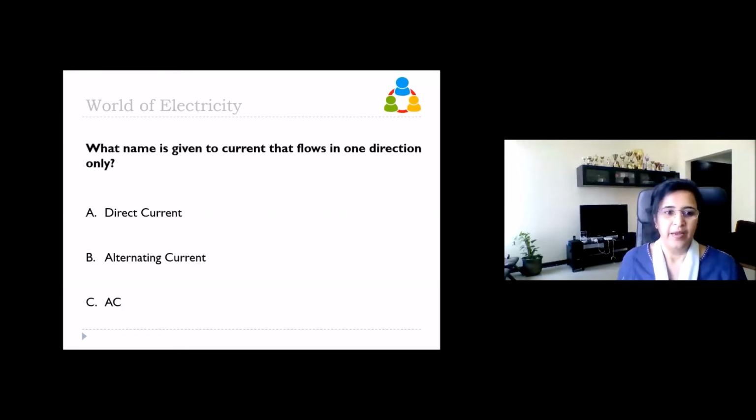Okay. Now, what name is given to the current that flows in one direction only? If the current is flowing in one direction only, what do we call it? Yes, we call it a direct current if it goes in one direction. But if it is alternating, if it is varying, sometimes positive, sometimes negative, then it is called AC current.